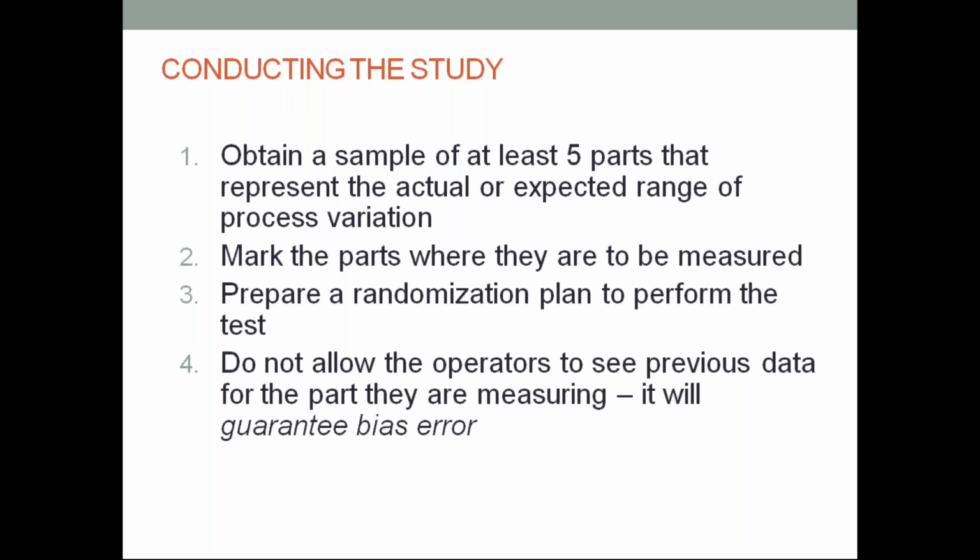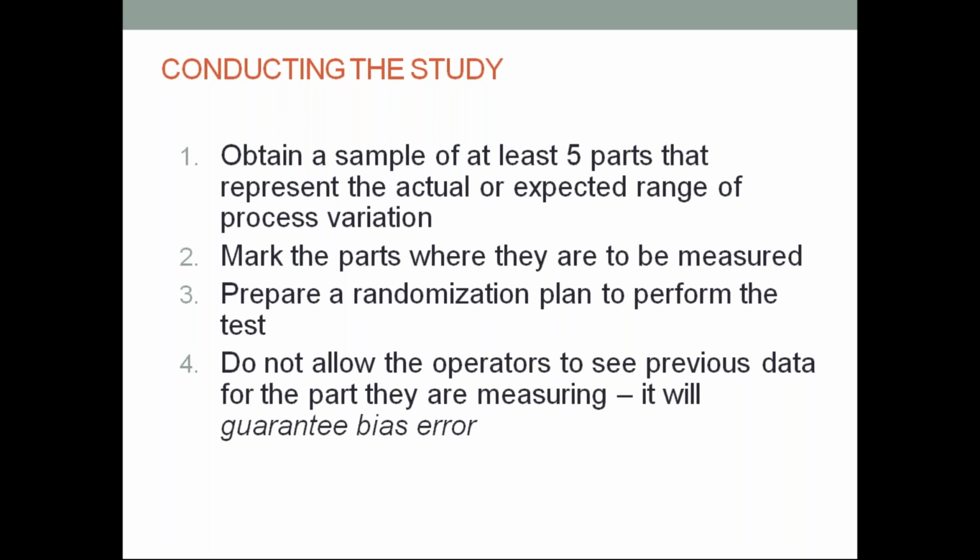Oftentimes people give them a sheet and they can see what they wrote last time. That will guarantee bias error. Guarantee it. A different bias than what we discussed before. This bias is the person trying to get the correct value in quotes. So if I see that the last time I got 1.35 and this time I get 1.45, I say, well, maybe I'm doing something wrong and mess with it. And oh, now I got 1.35. That's bias. It's assuming that the first value is correct and I'm trying to reproduce it.